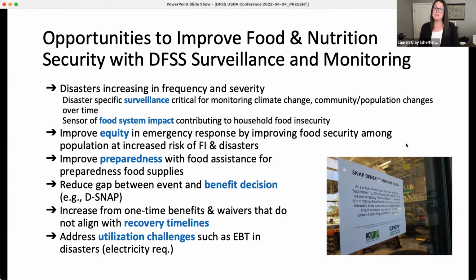Finally, I think we can address some utilization challenges through the measure. One example of a utilization challenge is, EBT on an electronic card requires electricity to redeem. So we would love to see the disaster food security scale be used for improved surveillance and monitoring to create other disaster relevant supports for households.